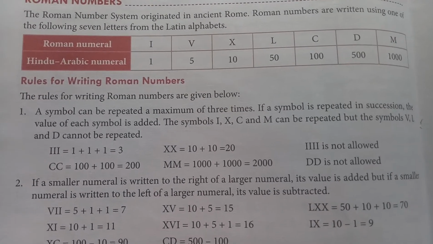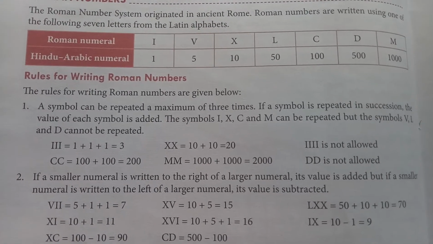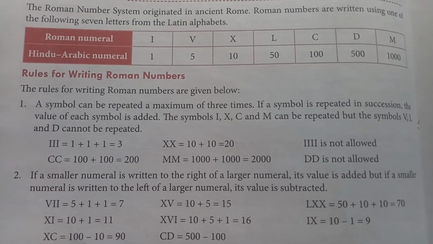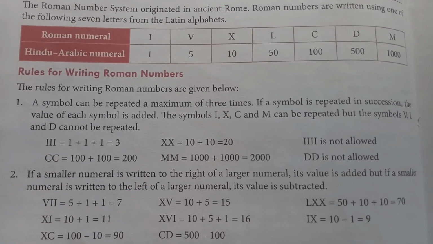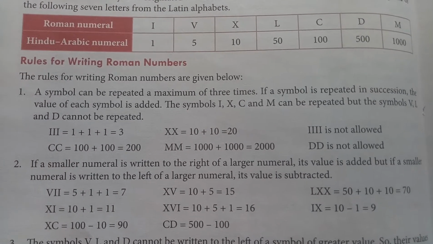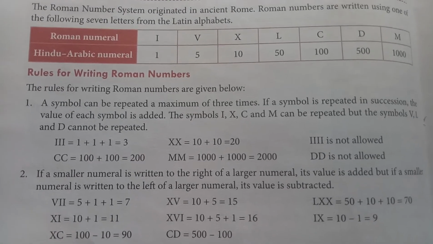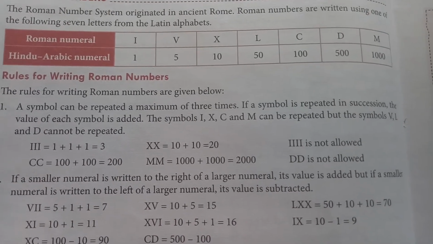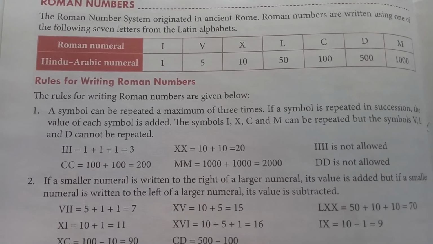Rule number 1. A symbol can be repeated a maximum of 3 times. Means any of the above symbols can be noted down 3 times. If a symbol is repeated in succession, the value of each symbol is added. The symbols I, X, C and M can be repeated, but the symbols V, L and D cannot be repeated.